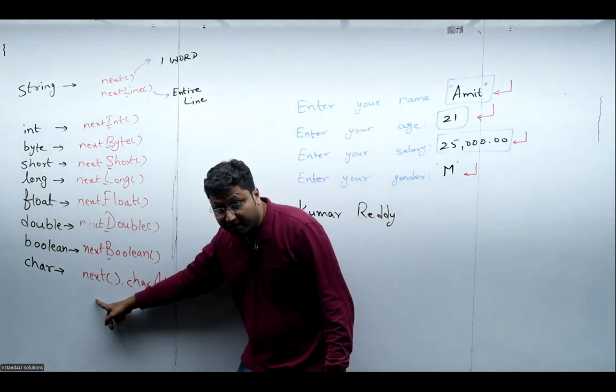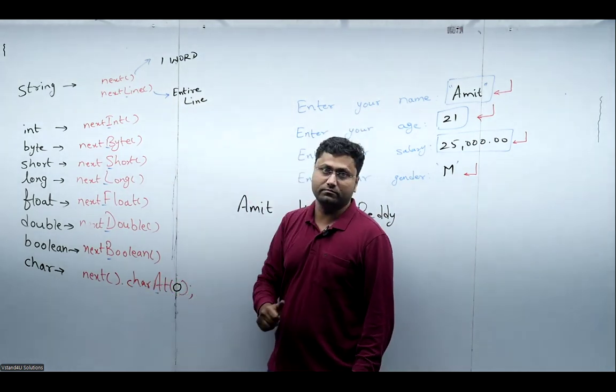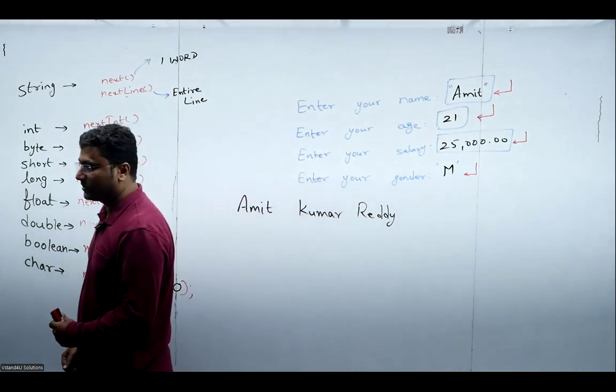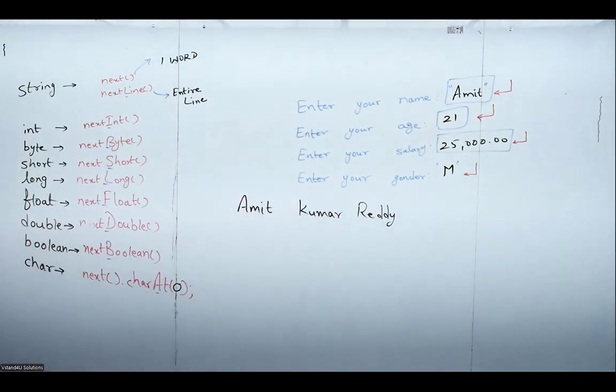For char, next dot char at 0. Quickly make a note of this much. We'll proceed further with the program. I'll wait for 2 minutes.